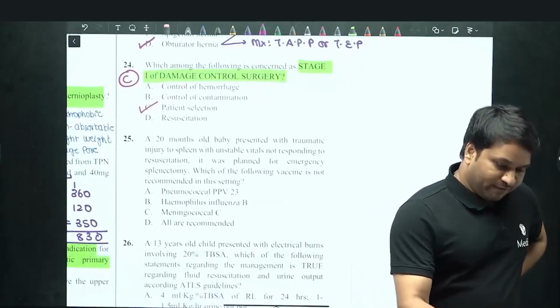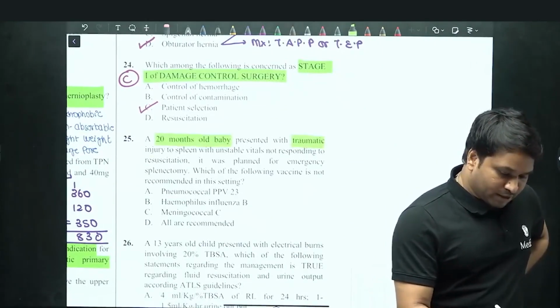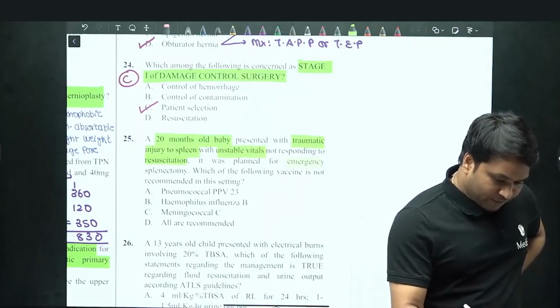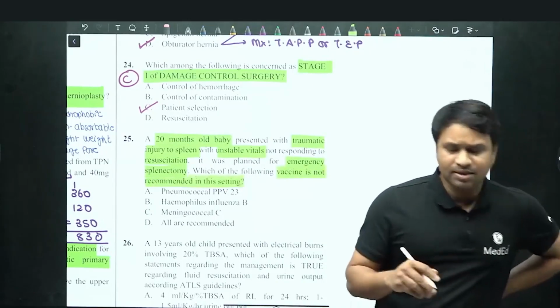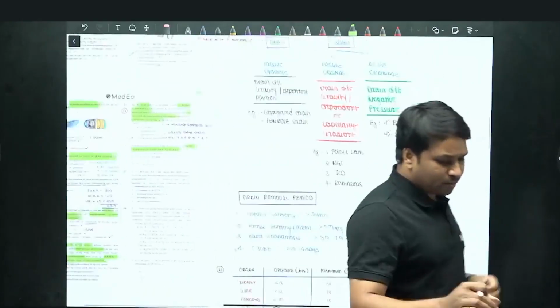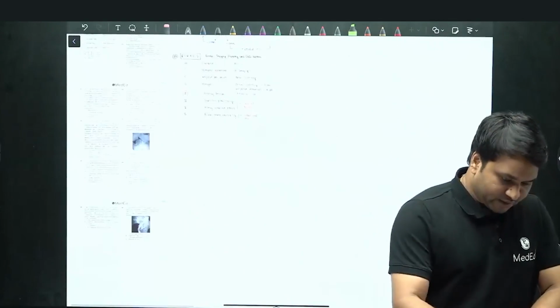Now, question number 25. A 20 months old baby presented with traumatic injury to the spleen, unstable vitals, not responding to resuscitation, planned for emergency splenectomy. Which of the following vaccine is not recommended in this setting? So, post-splenectomy vaccination is again an important concept or a topic that you need to know. So, question number 25, I'll take it here.